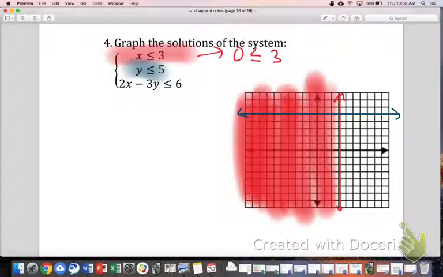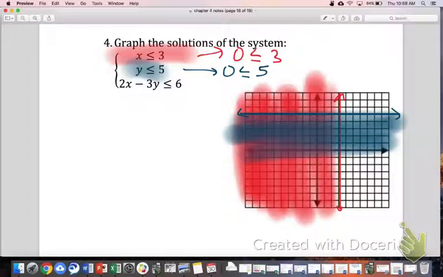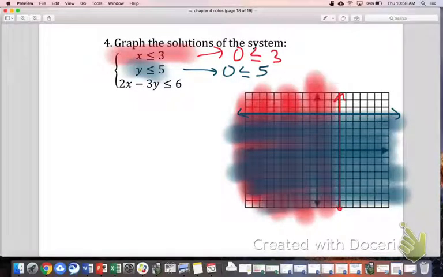And then as far as shading goes, you try out 0, 0. You get 0 is less than or equal to 5, which is also true, right? And so we're going to shade below. Good hand motion there. I totally agree with you. And so far, is our answer region starting to pop out to you? Do you see that really dark, stormy cloud thing on the lower left? We're not done yet, but that's kind of the start to my answer region.